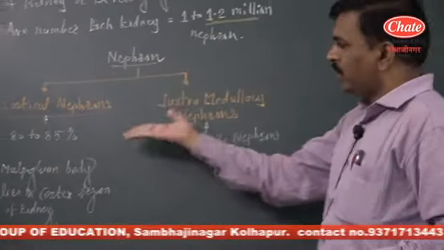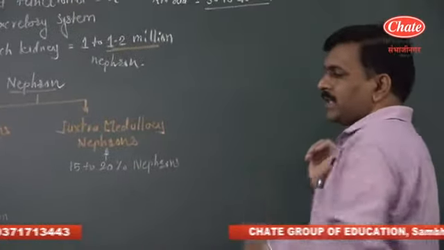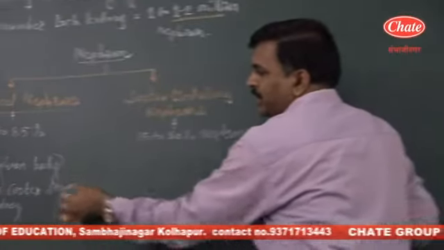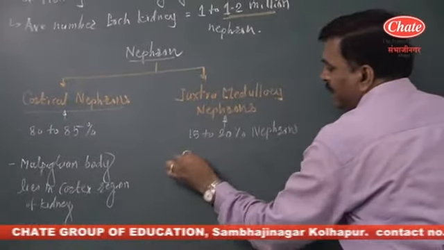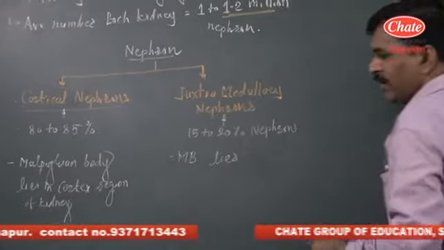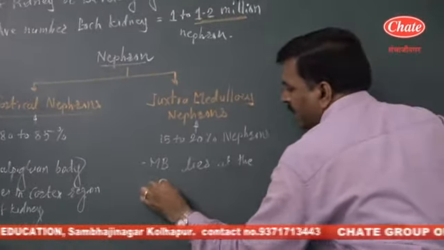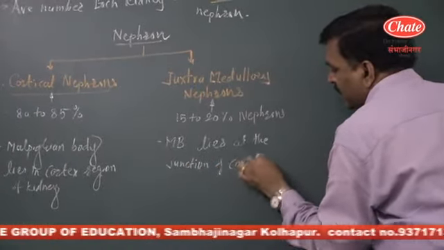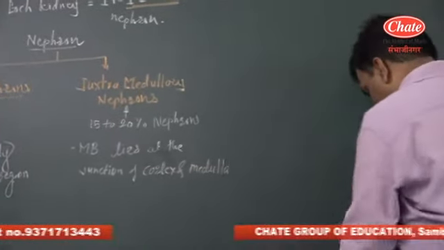During the regular lecture you have studied what the Malpighian body is and its different parts. We want to focus also in this lecture on the basics in detail from the NEET point of view. So the Malpighian bodies of cortical nephrons lie in the cortex region, while the Malpighian body of juxtamedullary nephrons lies at the junction of cortex and medulla.